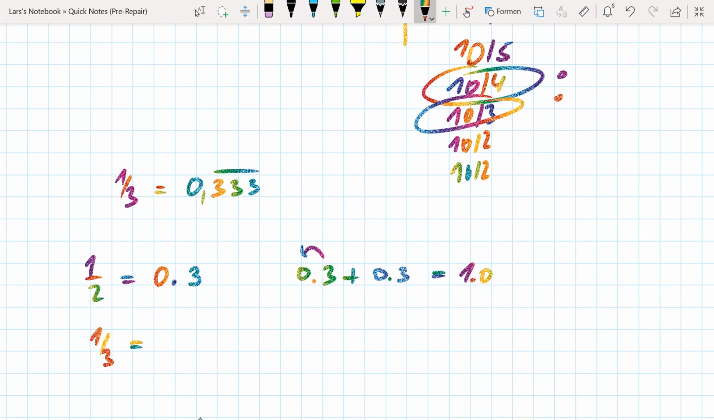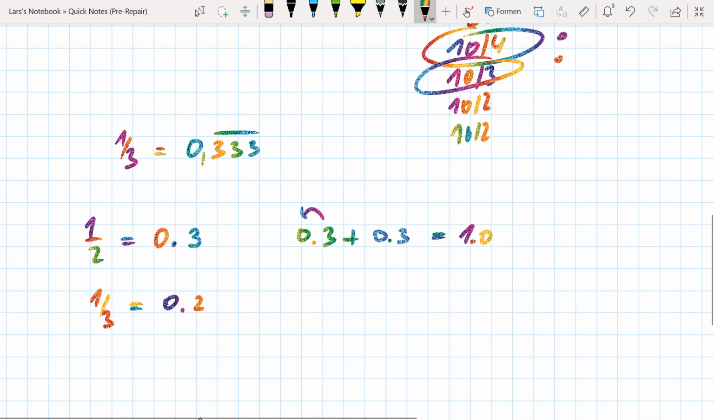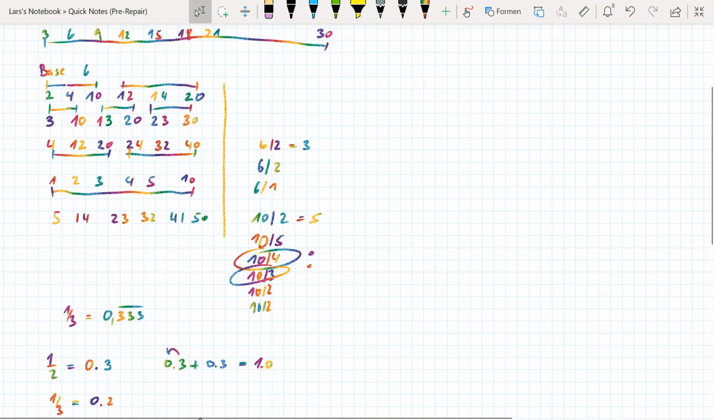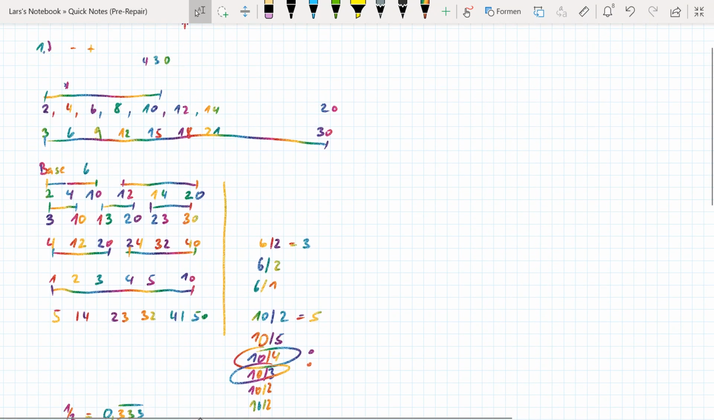1/3 is also 0.2, and I would say these are the most important fractions. You can do it much further, 1/4 and 1/5, and you see that these are also great. 1/5 is not so nice. Yeah, so you got all these nice things.